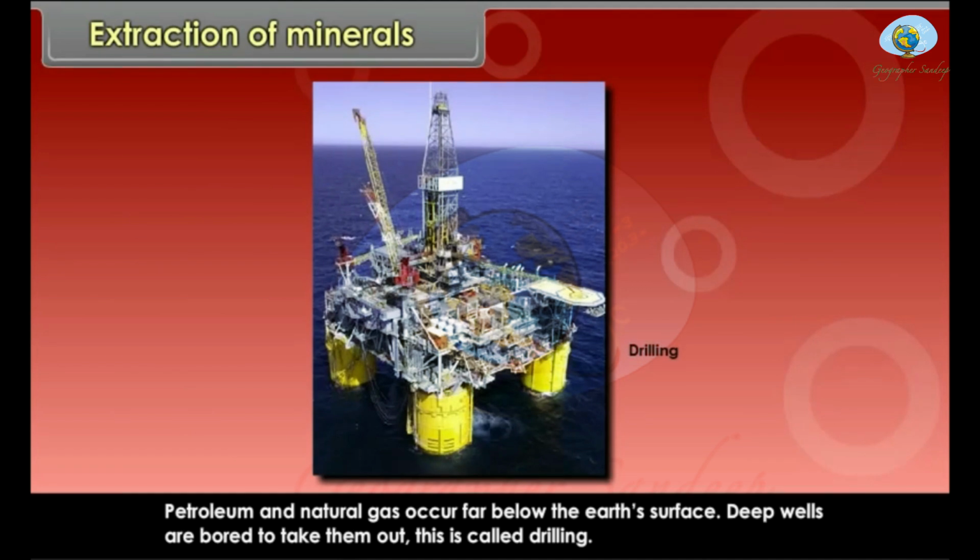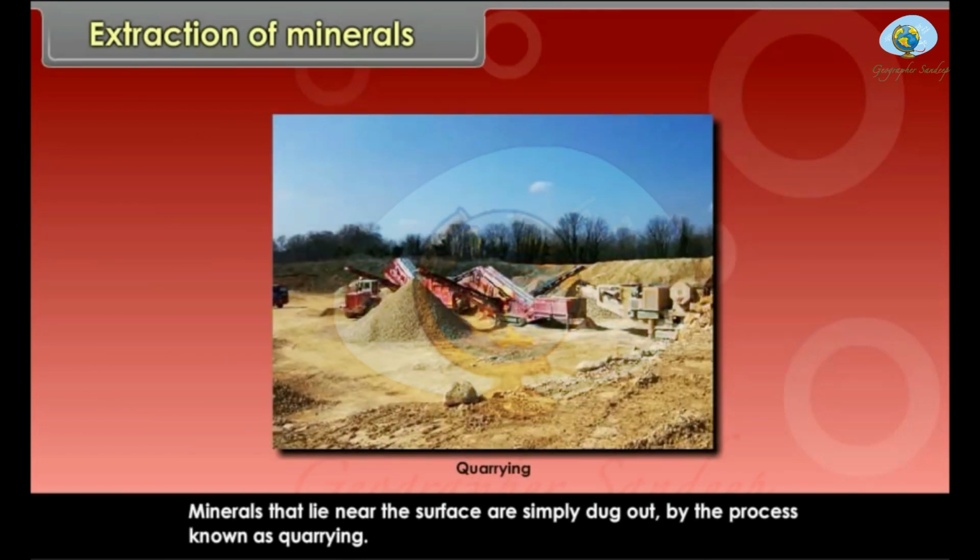Petroleum and natural gas occur far below the earth's surface. Deep wells are bored to take them out. This is called drilling. Minerals that lie near the surface are simply dug out by the process known as quarrying.